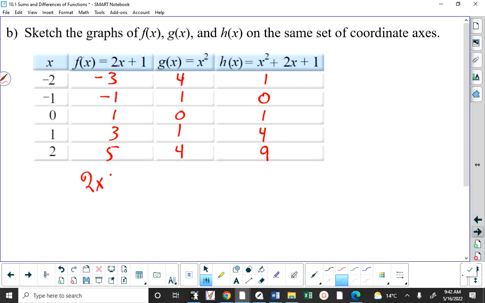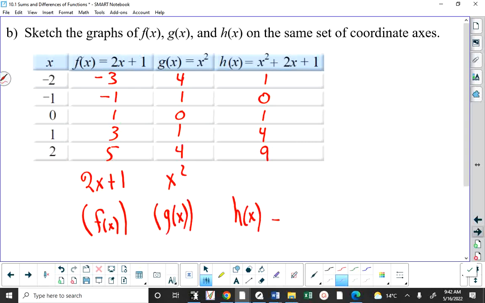Right. This is 2x plus 1, also known as f(x). Right? This is x squared, also known as g(x). This is h(x), which is the sum of f(x) and g(x). It's 2x plus 1, which is the first column that we filled in, plus x squared. And now I can really tell you this big thing that is the most important thing is that when you try to find the sum of two functions, you add the y coordinates.